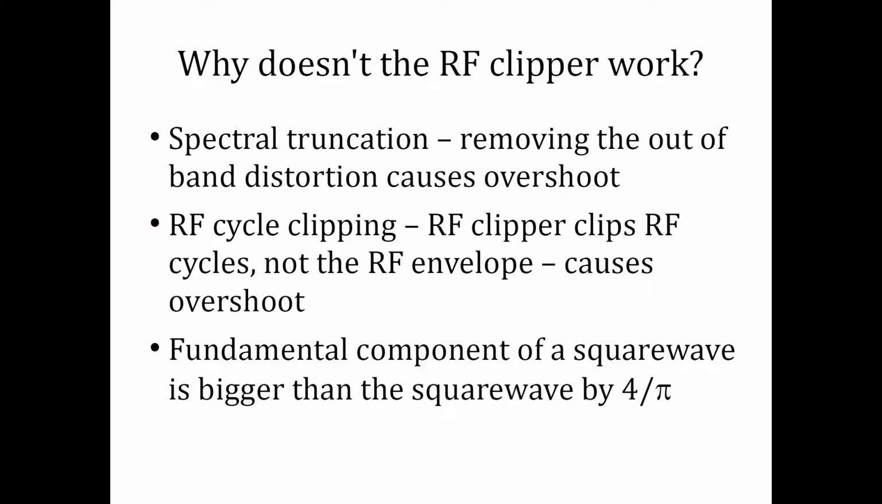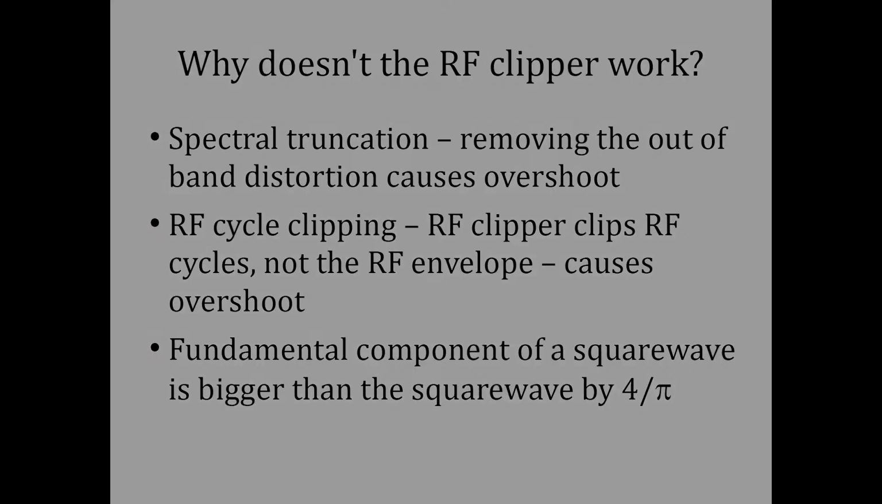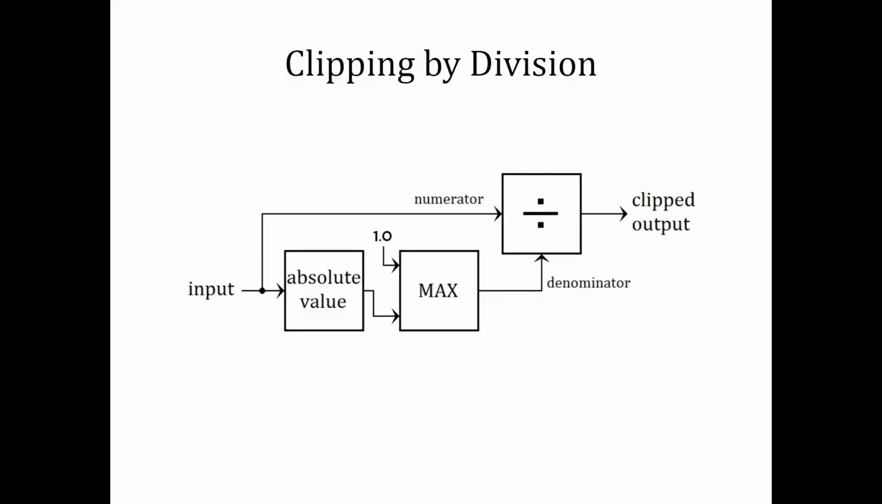We can get rid of the 4 over pi problem by clipping the envelope directly instead of clipping the individual RF cycles. But we're going to have to use a different kind of clipper. We will use a divider. This divider clipper is more complicated than a simple diode clipper, but it can be extended to the complex dual path signals we use to generate sideband.